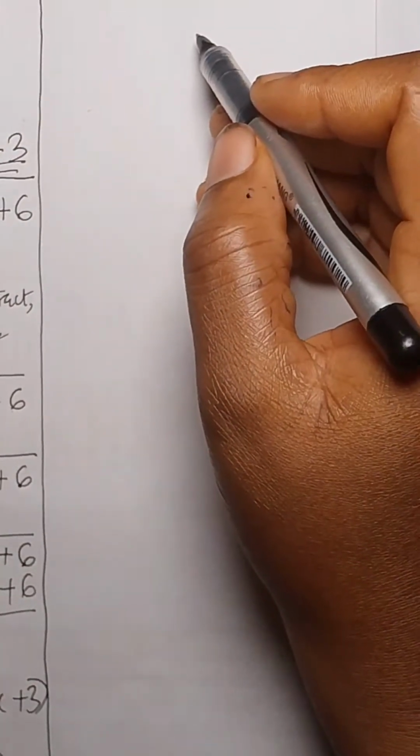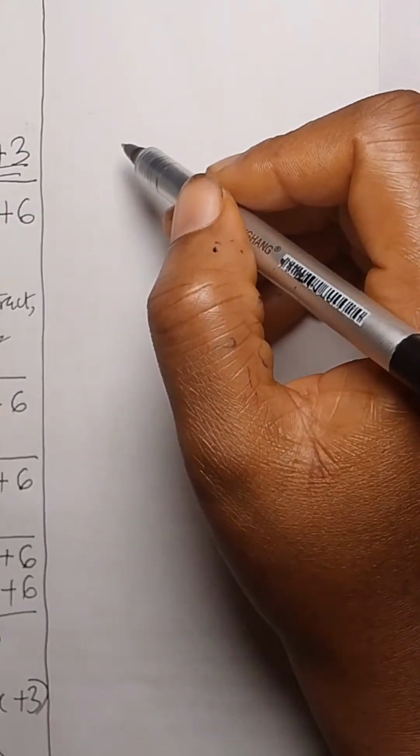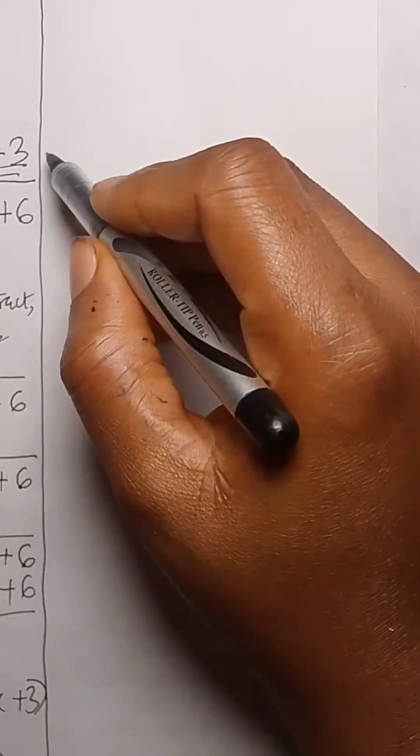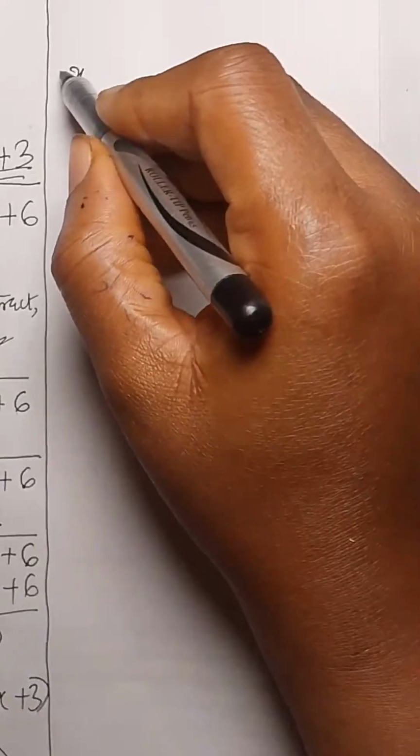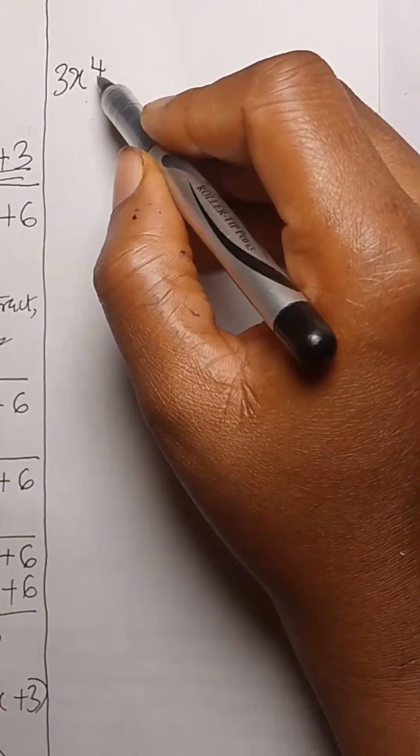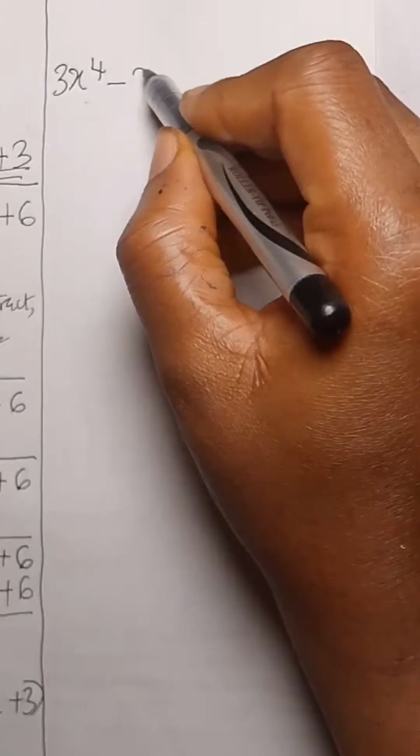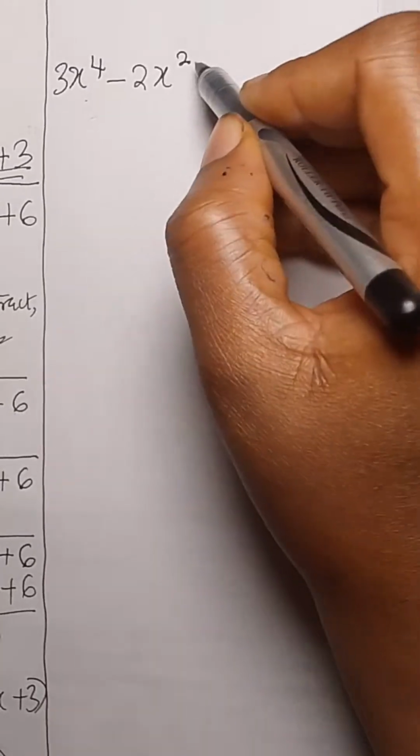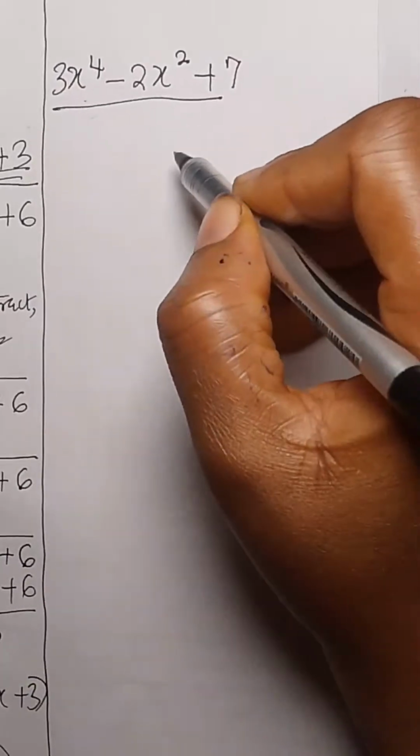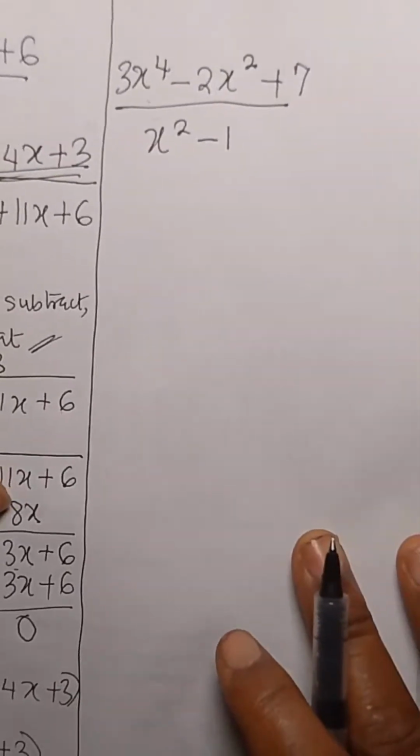So let's solve this example. We have 3x to power 4 minus 2x squared plus 7 divided by x squared minus 1. All right, so let's solve this.